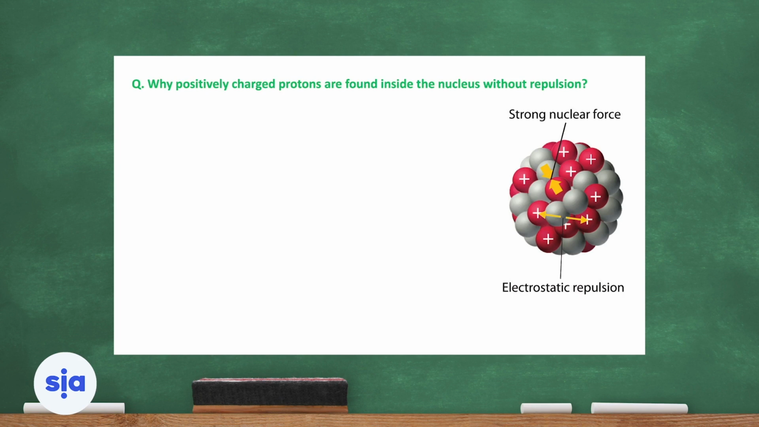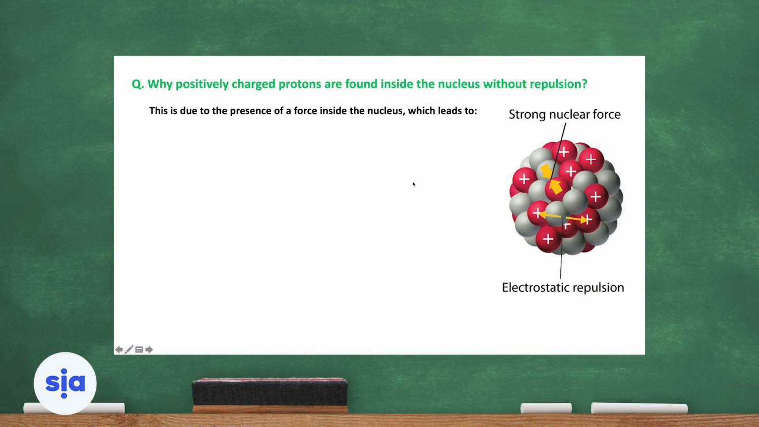Why are positively charged protons found inside the nucleus without repulsion? If you can see here, these red particles are the positively charged protons. And the question is, why is there no repulsion between them? How are they attached to each other like this inside the nucleus?